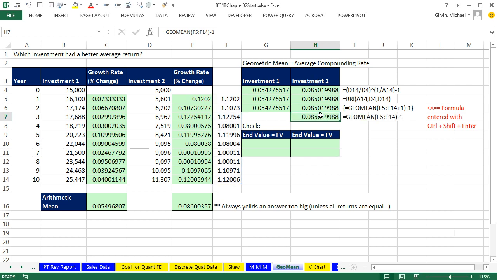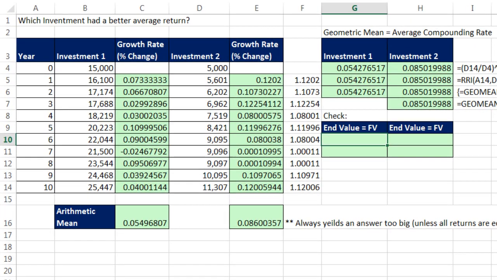Now, I want to prove that these are actually the correct average compounding rates. And the way we can do that is, guess what? If I take the initial amount, multiply it times this average compounding rate or geometric mean, and compound it the correct number of times, I should get exactly the ending amount. So you ready? Equals, here's the start amount, times, in parentheses, 1 plus our compounding rate, close parentheses, and then we have to compound it, so we caret 10 times. Enter. Sure enough, I get exactly the correct answer.